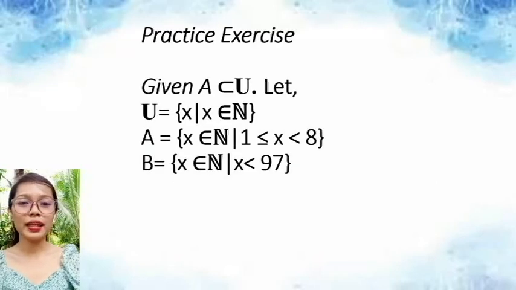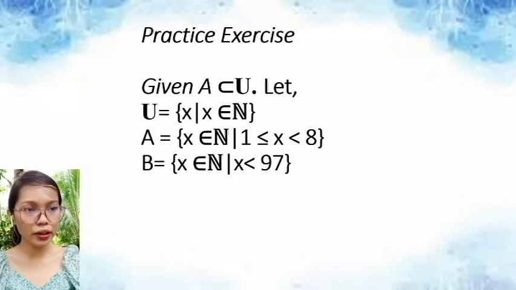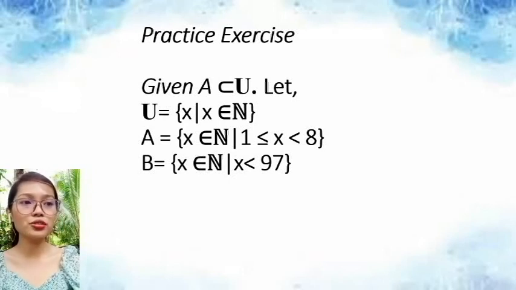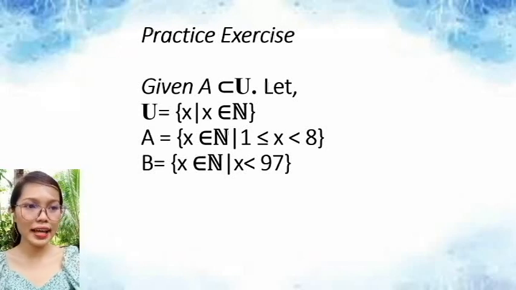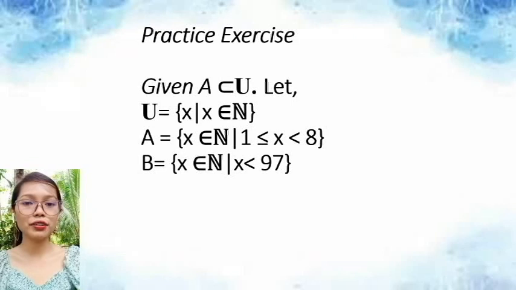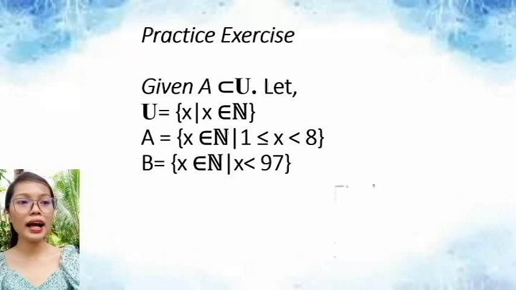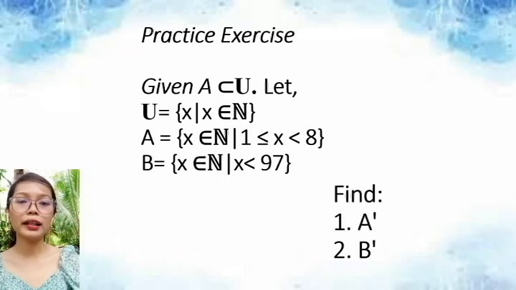Wow! Anad na to sa tong practice exercise. Kadali ra ba na to mahuman? Ay, okay. Given A is a subset of the universal set. Let universal set is the set of all x such that x is an element of the natural number. And for set A, natay is the set of all x that are element of natural number such that x is greater than or equal to 1 but less than 8. For set B is the set of all x that are element of natural numbers such that x is less than 97. Okay, fine. Duha tong pangitaon. Pangitaon na to si A prime, pangitaon na to si B prime.